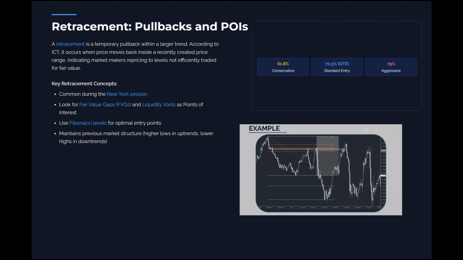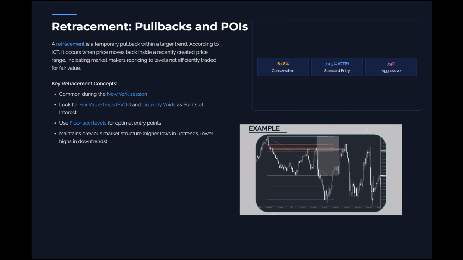A retracement is when price takes a temporary step back against the main trend. If the overall trend is up, a retracement is a temporary move down. If the trend is down, a retracement is a temporary move up. This is completely normal and healthy market behavior. Even the strongest trends need to pause and catch their breath before continuing.